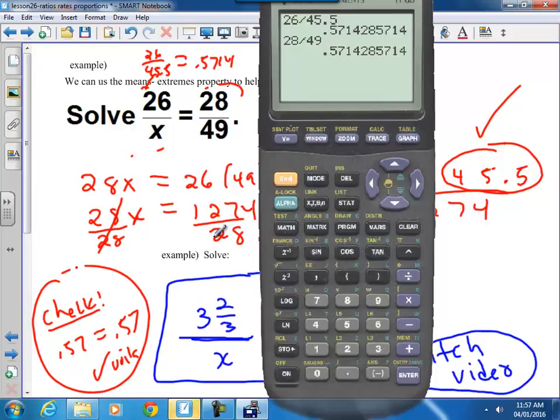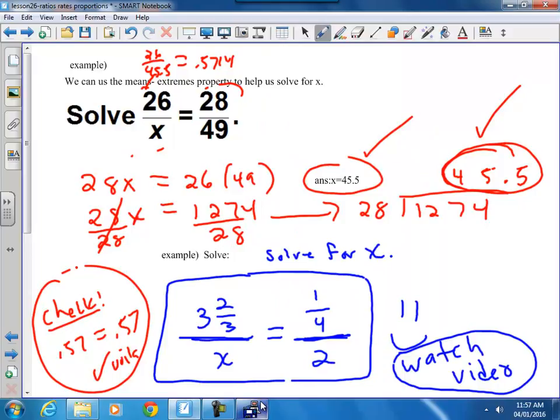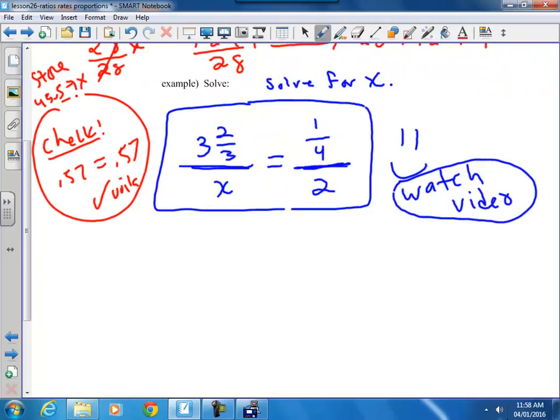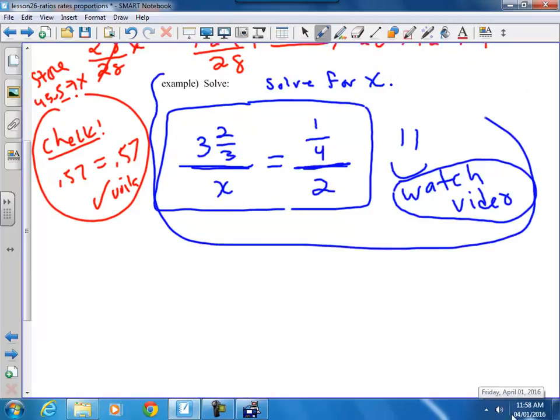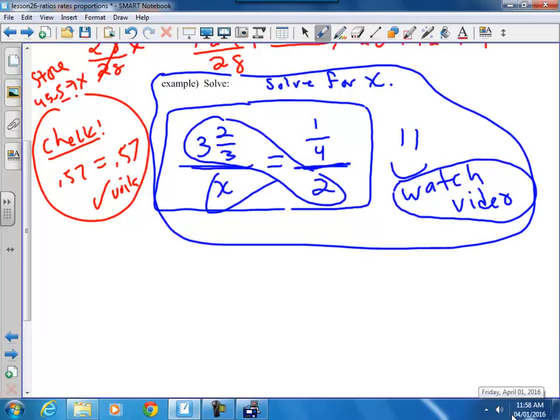So just reminding us to take 45.5 and throw it back in. So store 45.5 in for x to check. Okay, let's try this example. I thought this would be a lovely one here with the fractions. We're dealing with fractions, so means extremes. So 1/4 times x, 1/4 x equals, well, what's 2 times 3 and 2/3?